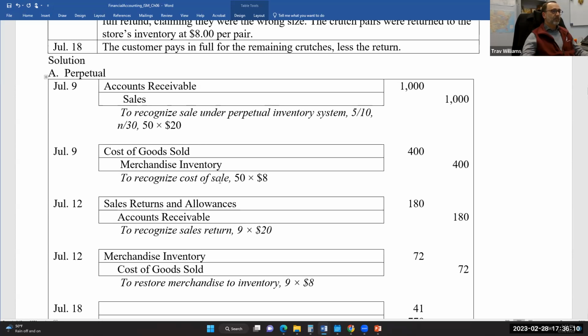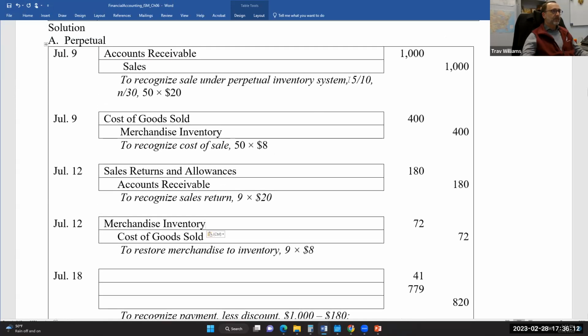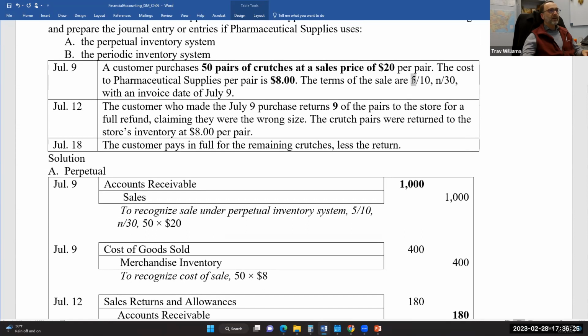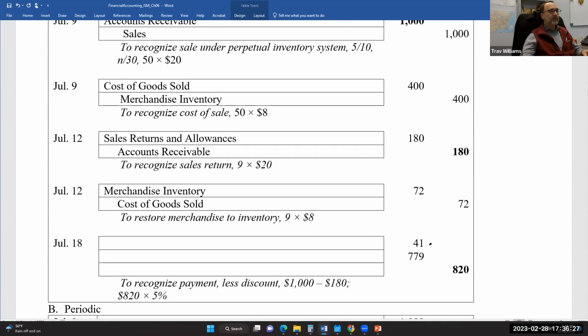And then the customer makes their payment. So $1,000 minus 180, they still owe 870. They paid within the discount window, so they get a 5% discount. That saves them $41. So that is sales discount.